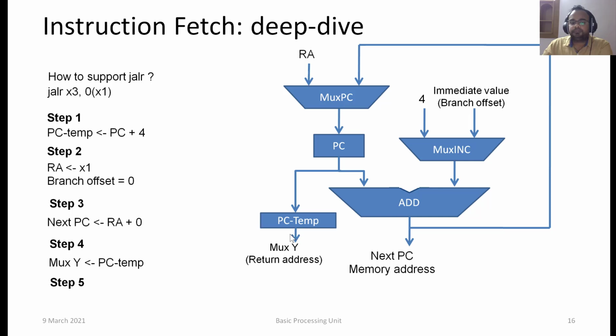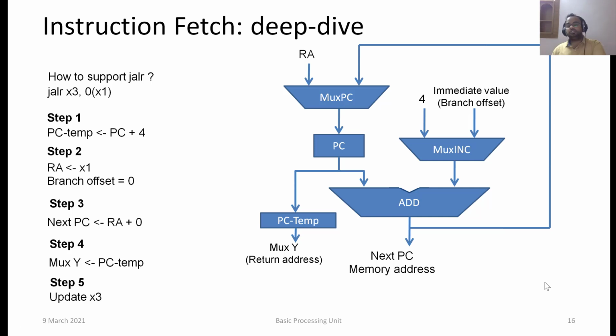And in step 4, the value in PC temp would be given to mux Y, and that will be picked and written into register RY, which will eventually update the value in the register file, specifically the value of X3. Now, by the end of step 5, if you look at it, the next PC would be the value of RA plus the immediate value. That's how we are going to achieve the jump effect.